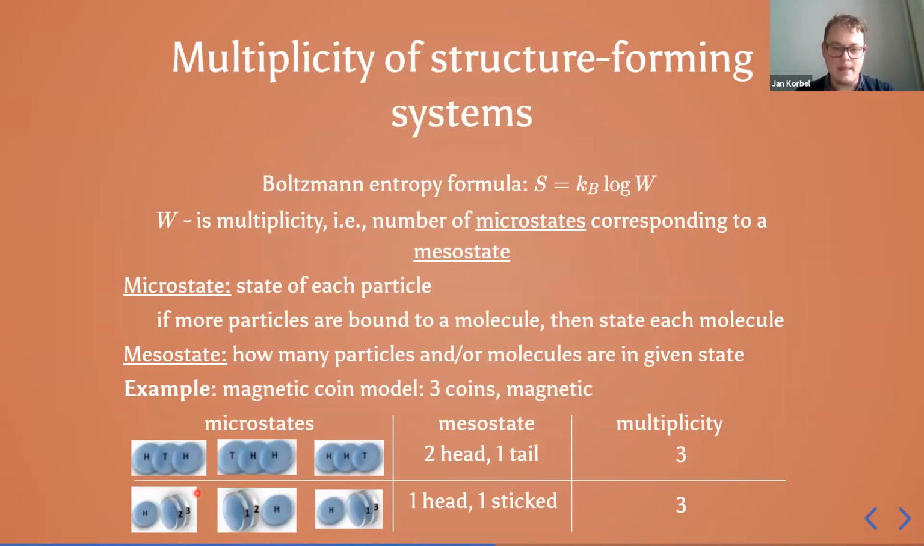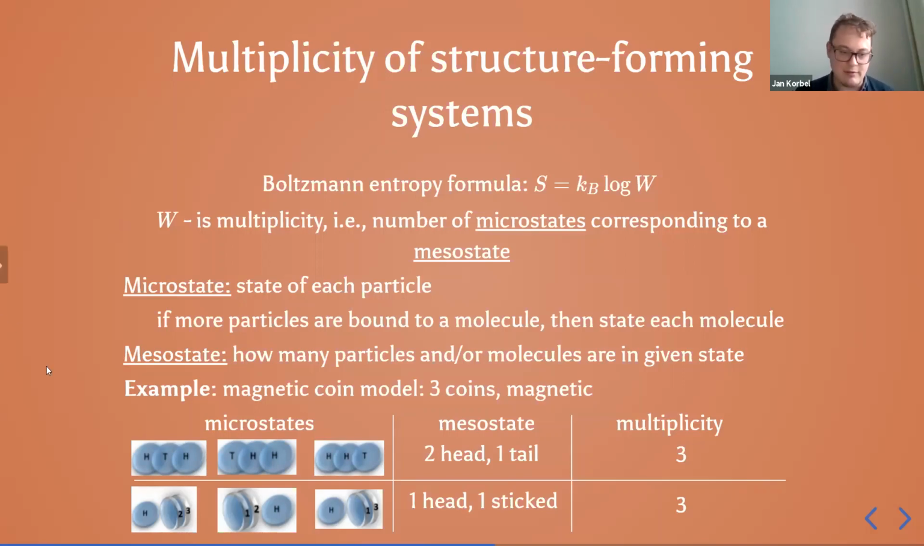The multiplicity is defined as the number of microstates corresponding to a mesostate. Now, what is the microstate and what is the mesostate? So we have now three words: microstate, mesostate, and maybe macrostate. Microstate is really the state of each particle. So if it was a ball, it was the position and velocity. Mesostate is how many particles are in a given state. So how many particles are in this region and have this velocity. Then the macrostate would be something that is really just a few numbers: temperature, volume, pressure, etc.